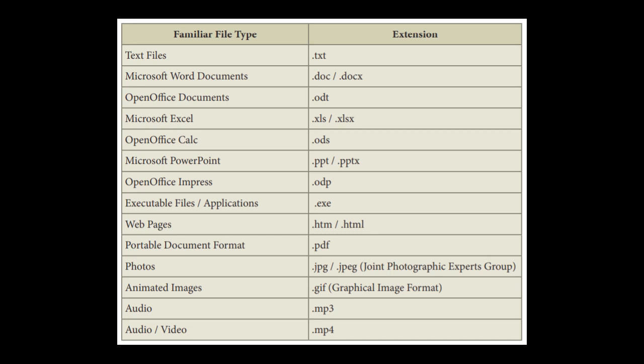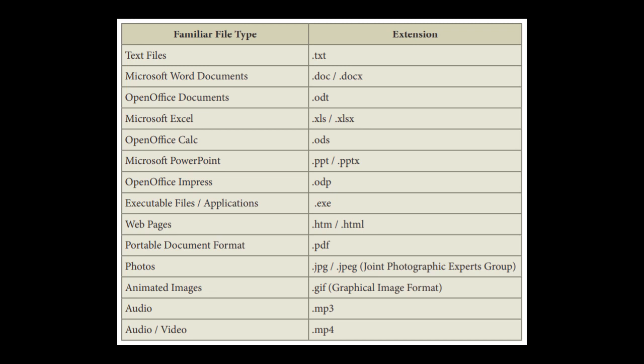If it is a text file, the extension will be .txt, right? In Microsoft Word, if you are doing a text, it will be saved as .doc. It represents a document, right? So .doc or .docx. An OpenOffice document means .odt. For Microsoft Excel, it will be .xls or .xlsx, right? In OpenOffice Calc, now we saw it is .ods, right?